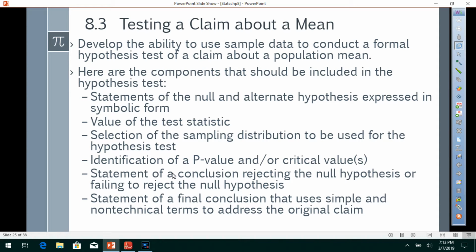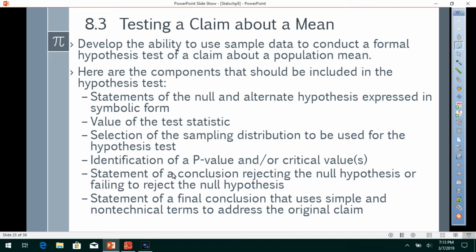Statistics Lesson 8.3, Testing a Claim about a Mean. Objectives. Develop the ability to use sample data to conduct a formal hypothesis test of a claim about a population mean. Here are the components that should be included in a hypothesis test.